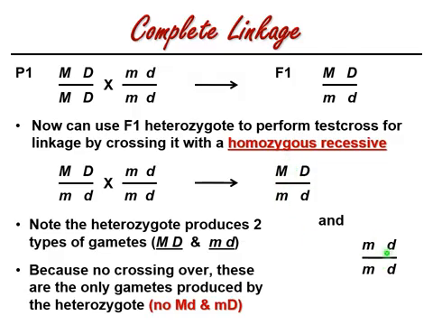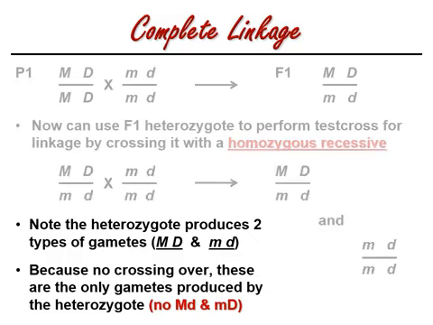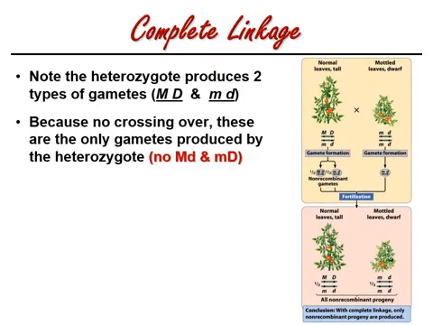So if we do this cross and we see that we get a normal tall plant and a mottled dwarf plant, and that's it, those are the only kinds of plants we get, we see no crossing over. We don't see the recombinant phenotypes like normal dwarf or mottled tall. And so these are the only gametes produced by the heterozygote. That didn't happen. So like I said, we need some numbers.